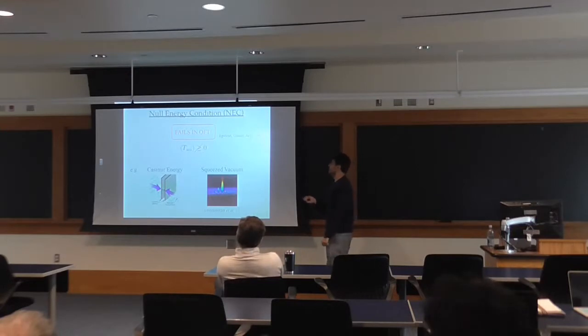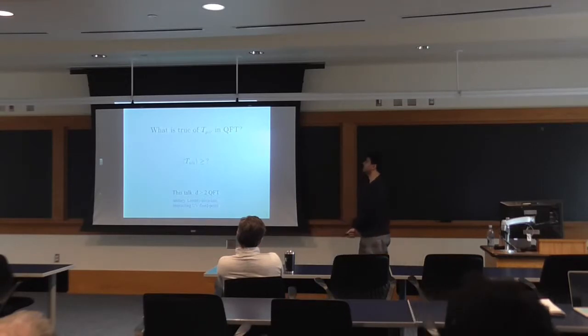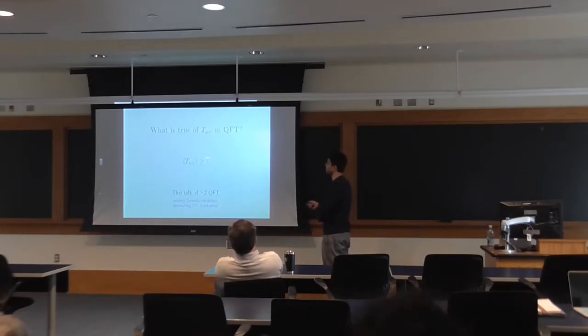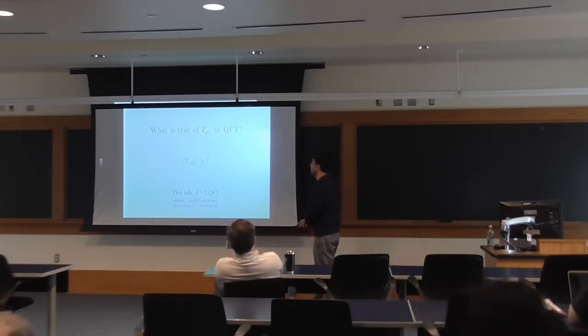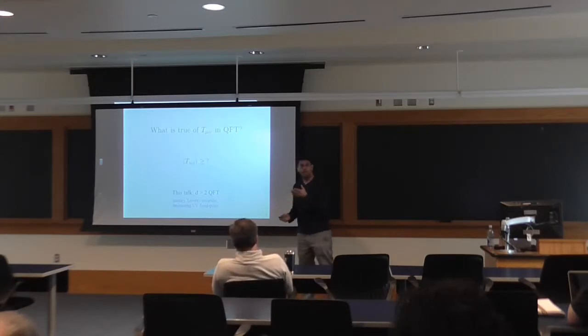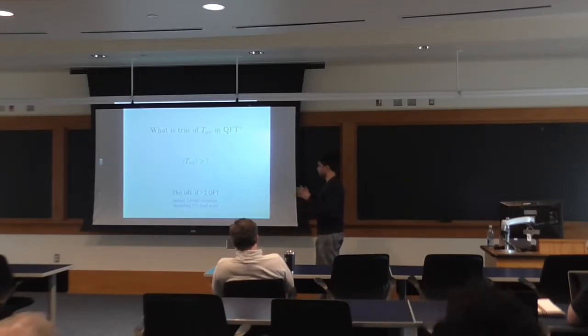So the net is not true in QFT, and so this kind of brings us back to the question: well, what is true? What can we say about T mu nu in quantum field theory? Is there some lower bound, for example, that we can put here? We know it can't be 0, but maybe there's some other bound which tells you how low the stress tensor expectation value can go.